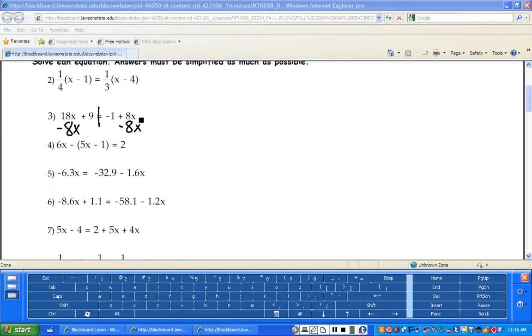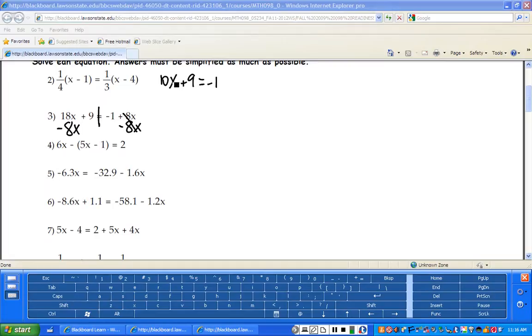Alright, so that allows it to cancel on this side. That leaves me with a 10x. When I say 18 minus 8 is 10x plus 9, because I didn't do anything with it, equals what was left over here, which is a negative 1. Okay, got to get this by itself, so I move this plus 9 and this 10. Move the plus 9 first because it's separated from the x.